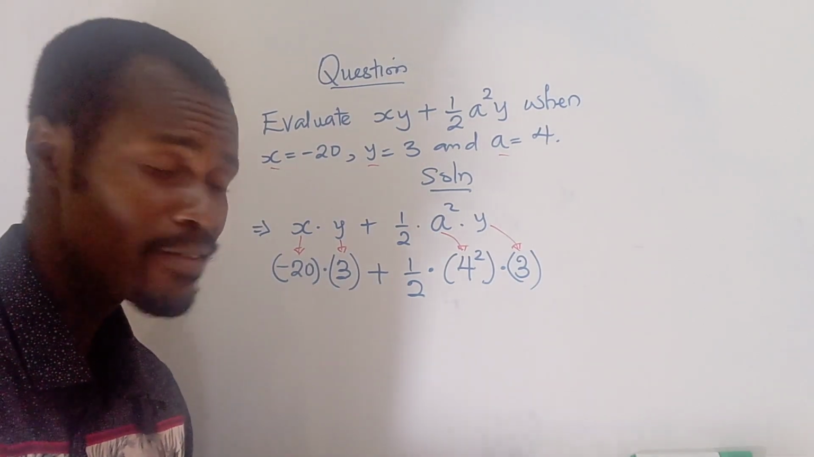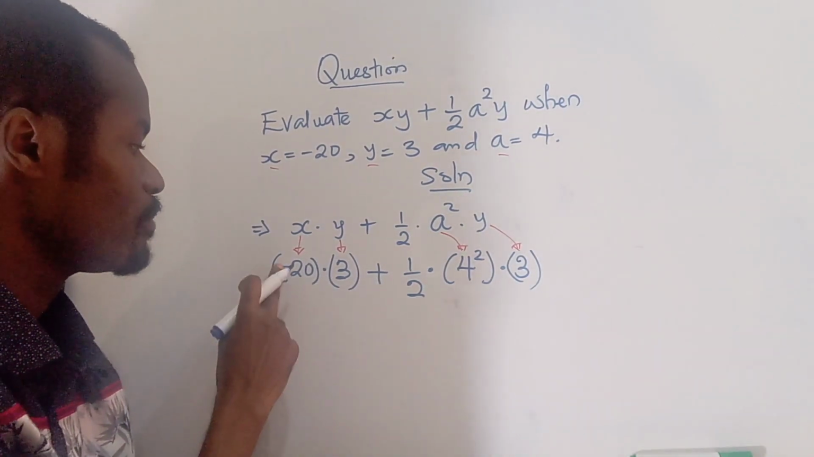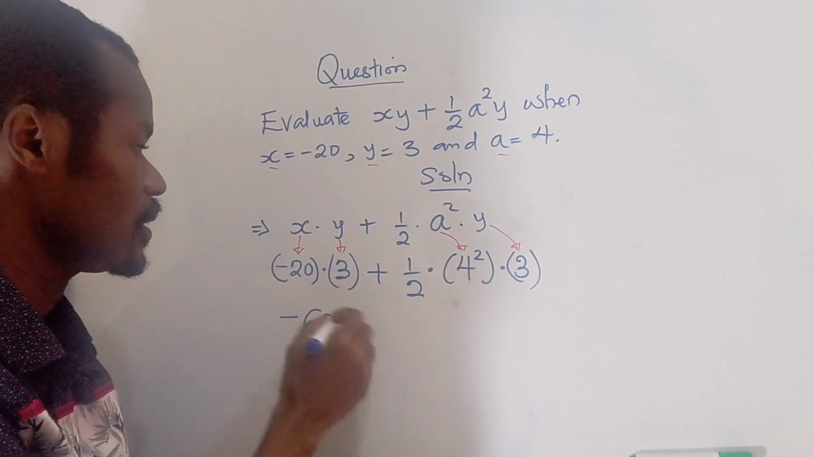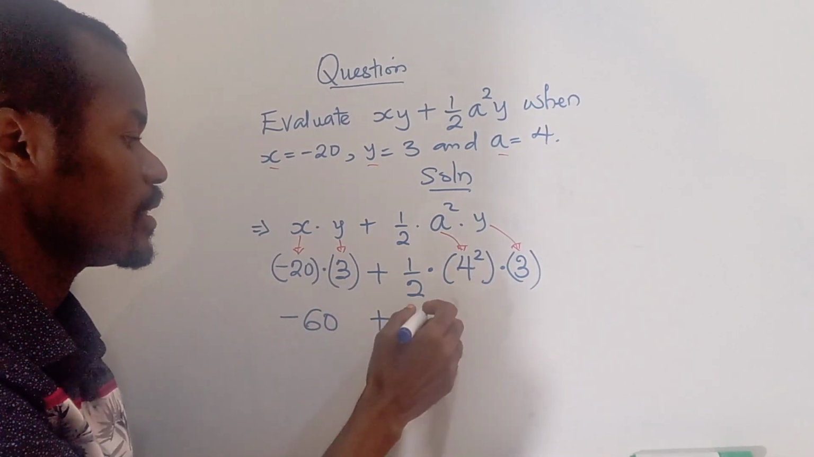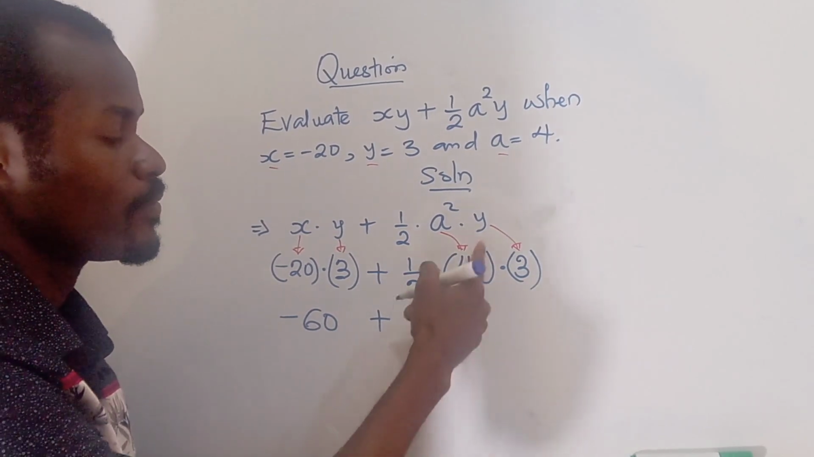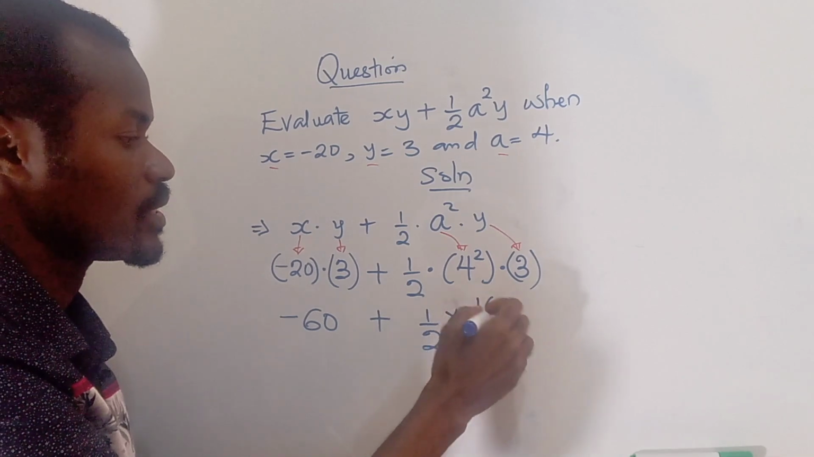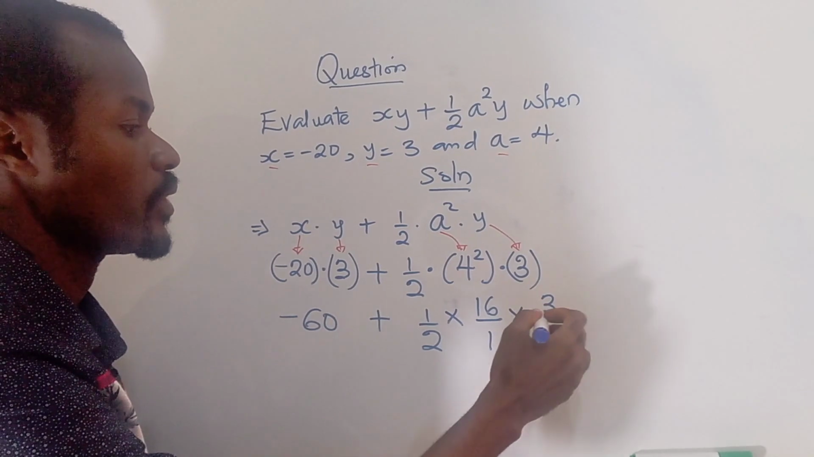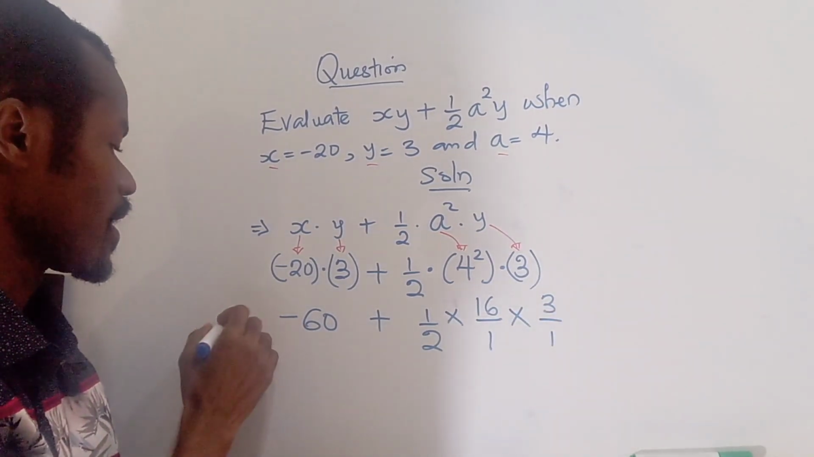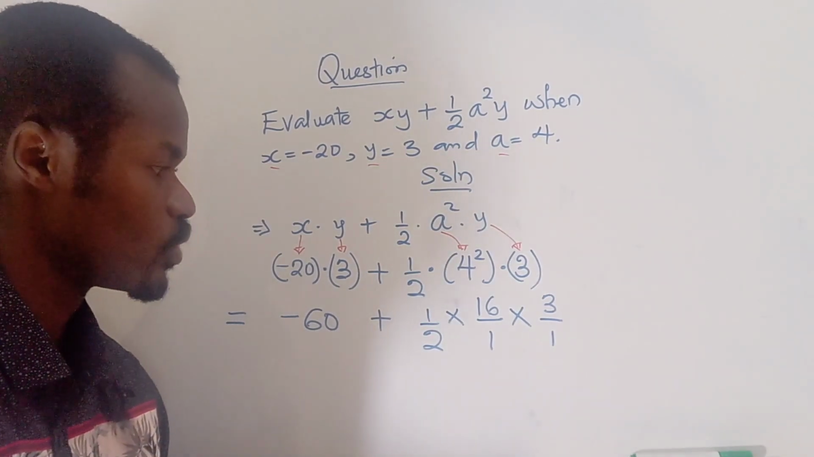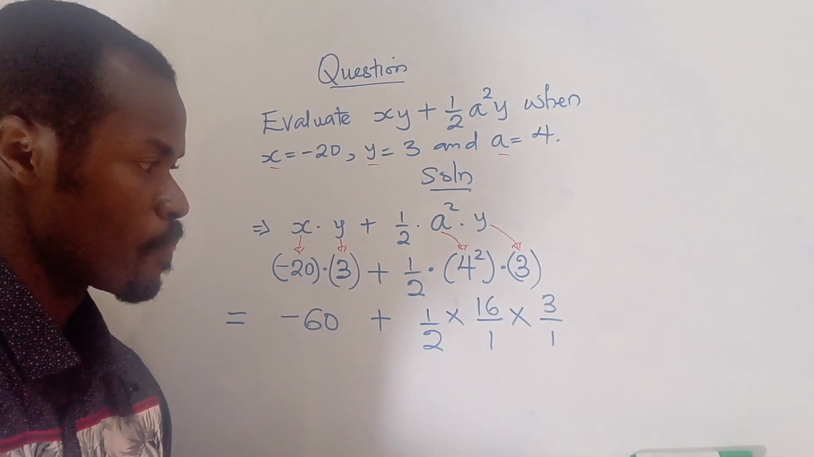Alright, now we can simplify this further. So we have minus 20 times 3, so that will give us minus 60. So we have plus, and this is half, which is going to multiply 4 squared. Now 4 squared means 4 times 4, which is 16, divided by 1. So times, we have 3 over 1. So now we have this expression, and with this expression, we can solve further.